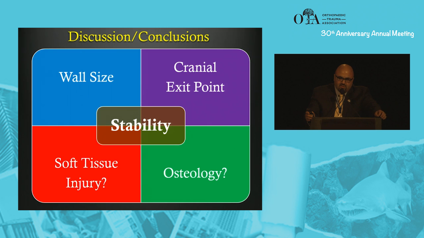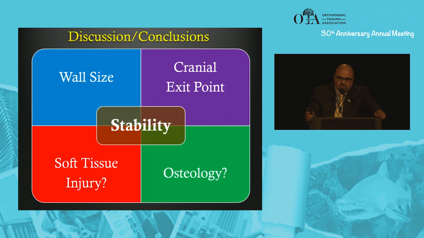Soft tissue injury, specifically looking at dislocations. While our study showed overall that dislocation doesn't help predict stability, if you look at the small wall sizes, the ones that are less than 20%, there are a large number of these patients that dislocated. So maybe soft tissues, labrum, as well as a history of dislocation can affect your ability to predict stability in small wall sizes. And lastly, osteology.